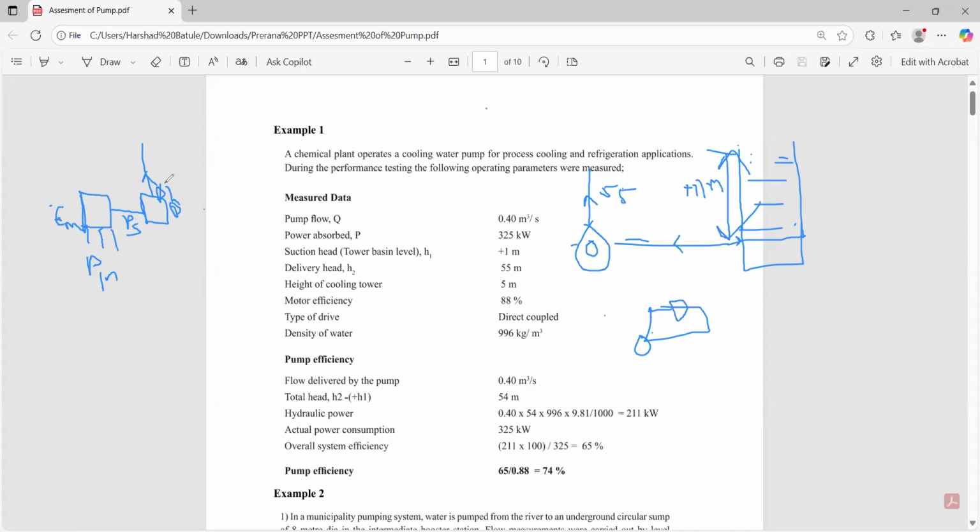Can you repeat it again? Sorry, I lost it. Can you start from P in and let me know once?